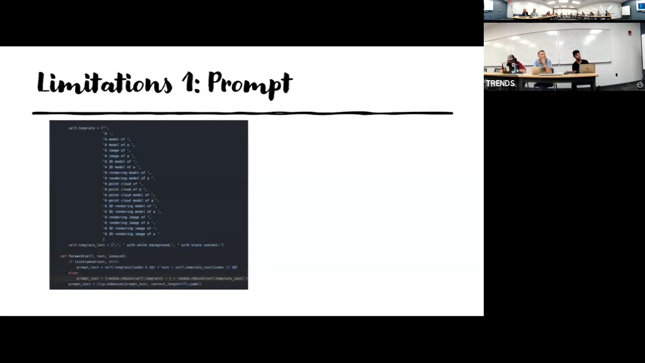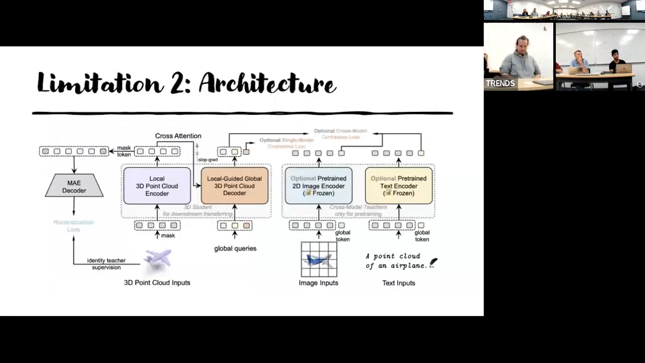The second limitation of this model is the architecture itself.